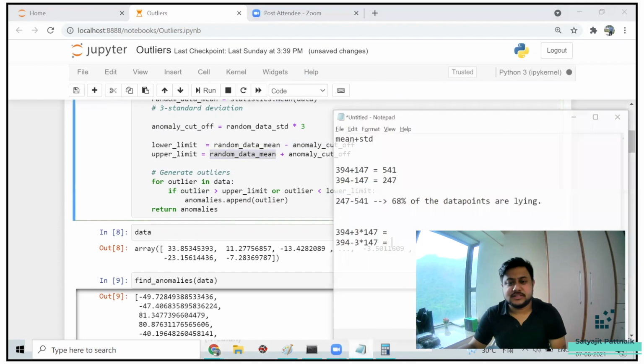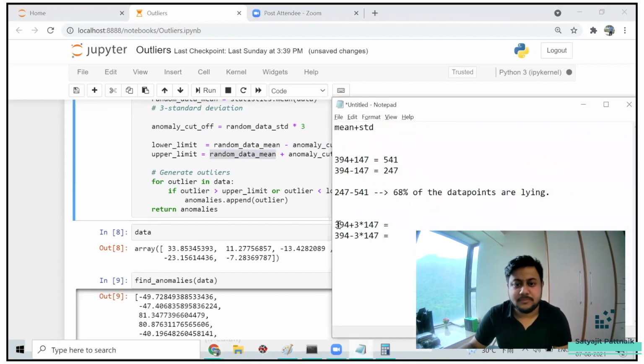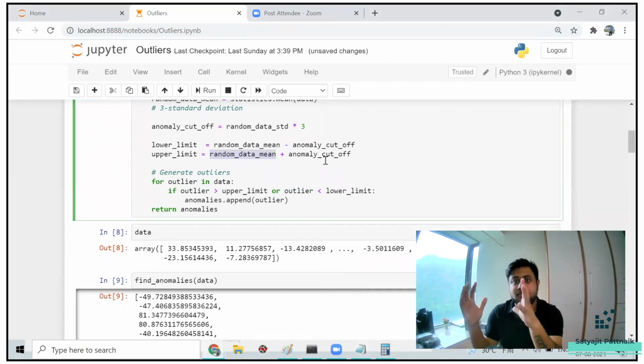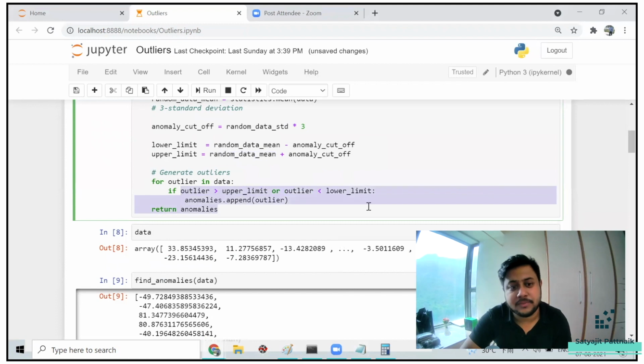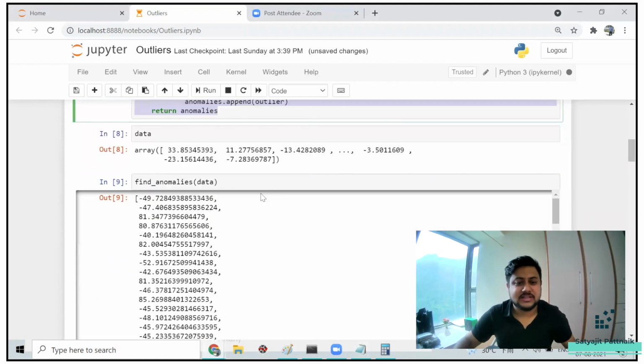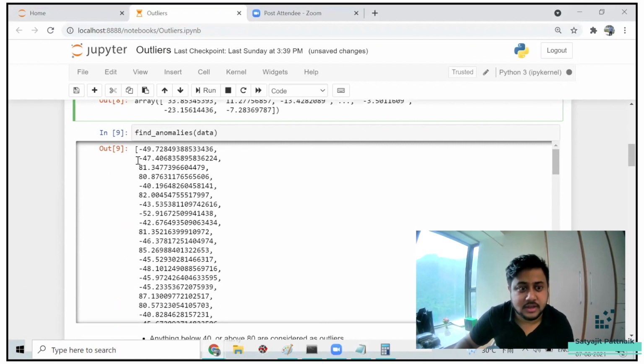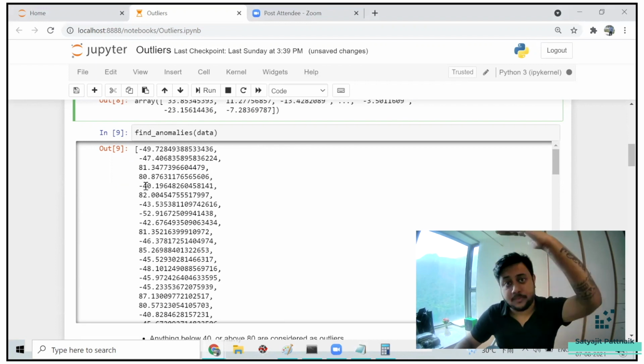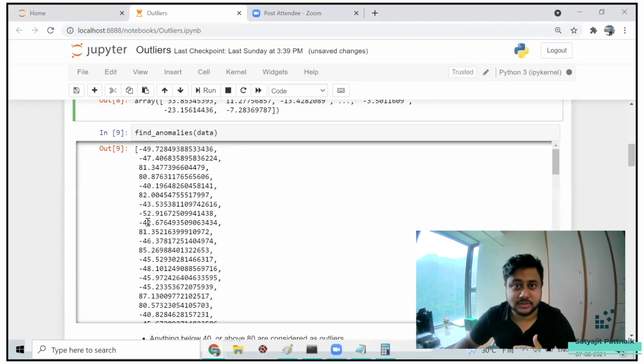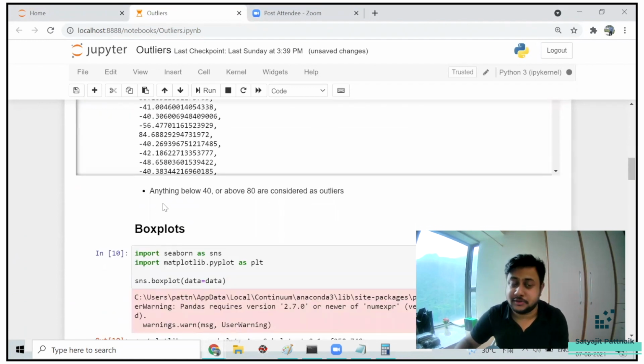That means this is this one. So I'm taking this range, which means that 99.7% of the data will fall within plus minus 3 standard deviations, right? Anything beyond this, if a value is greater than the upper limit or less than the lower limit, it's basically an outlier. Now you can see this is how the random data looks. And if I run the data through find anomalies, you can see these are the anomalies. So you can assume that anything below minus 40 and anything above 80 is considered an anomaly. That's the normal intuition.